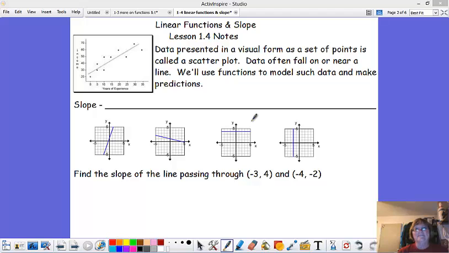Very often, data falls on or near a line, sometimes a curve, but we're going to use functions to model data like this and to enable us to make predictions. But before we can do that, we need to talk and review a little bit about slope. You will remember that when you first learned about slope, chances are your teacher talked about slope as being the rise in a graph compared to its run. Rise over run is something that most of us are familiar with.